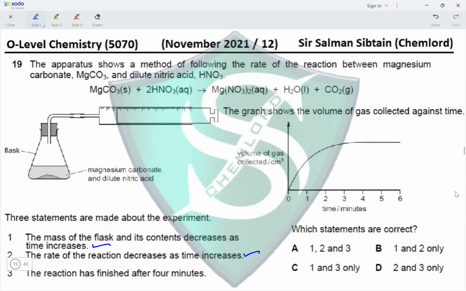And three, the reaction has finished after 4 minutes. We can see that whatever the volume is at 4 minutes, the volume remains the same after 4 minutes. So the reaction has finished after 4 minutes. Yes, this statement is also correct. Because all three statements are correct, option A is the correct option for this question.